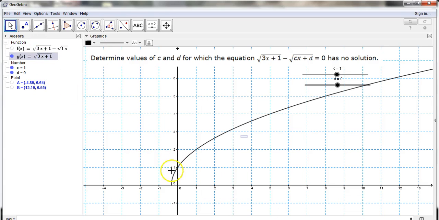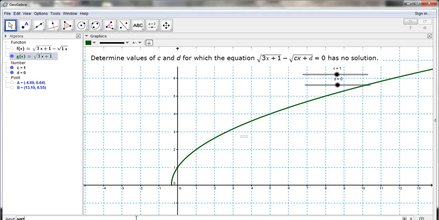Since I'm going to look at this function, square root of 3x plus 1, and then this other one, I'm going to make them stand out a little bit. So you can still do that even though the object's fixed. So there's my square root of 3x plus 1.